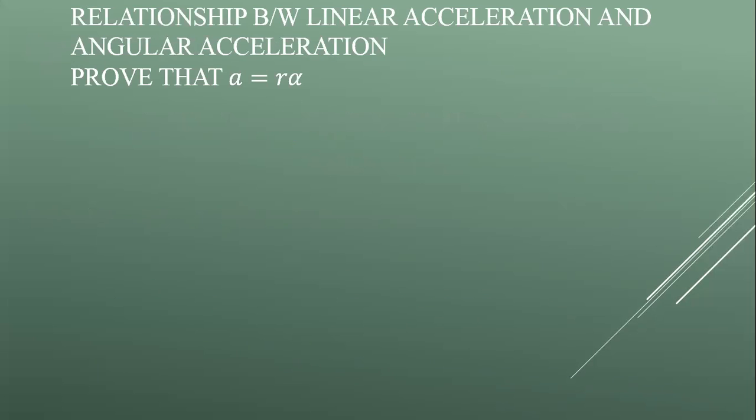Again, there is a relationship between linear acceleration and angular acceleration. a is equal to r alpha. ये हमें प्रूफ करना है. तो इसको प्रूफ करने के लिए हम जो लास्ट में प्रूफ कर चुके हैं उसकी हेल्प लेंगे. That is v is equal to r omega. For very small change, delta v becomes equal to r delta omega. Dividing both sides by delta t, it becomes delta v over delta t is equal to r delta omega over delta t.